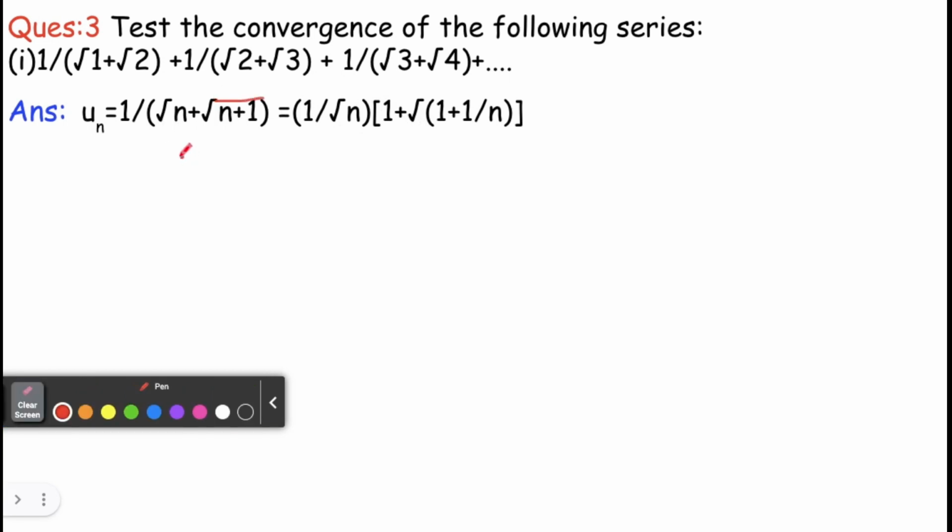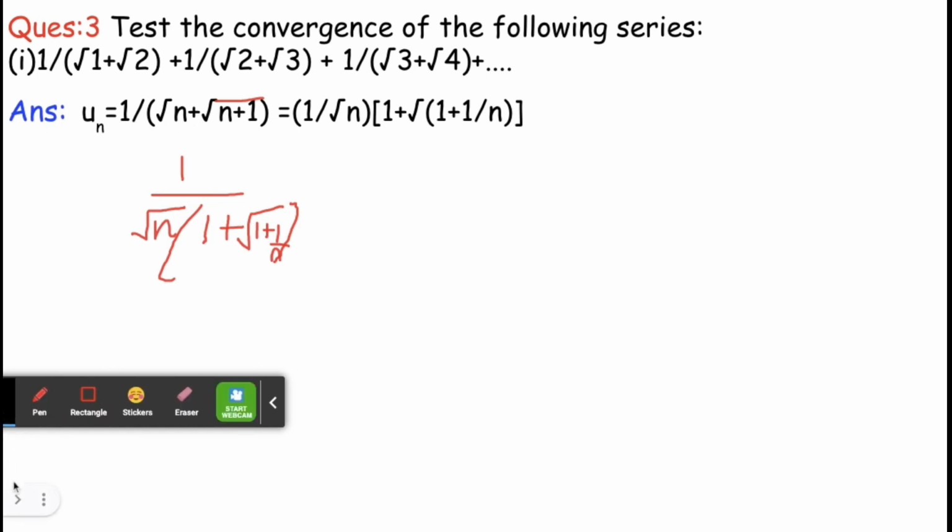Okay, so in the denominator part, if we take under root n common, then we must get 1 upon n, up to 1 plus 1 upon n. Okay, this is what is written here. So let's move further.